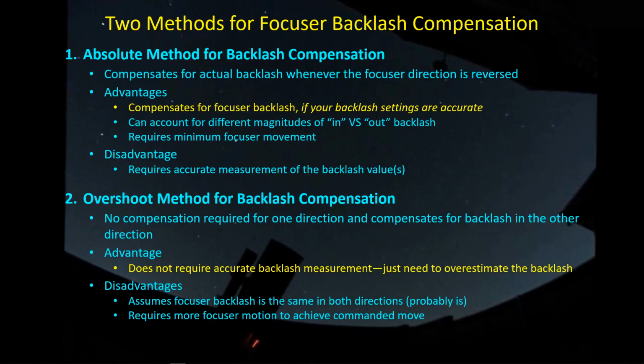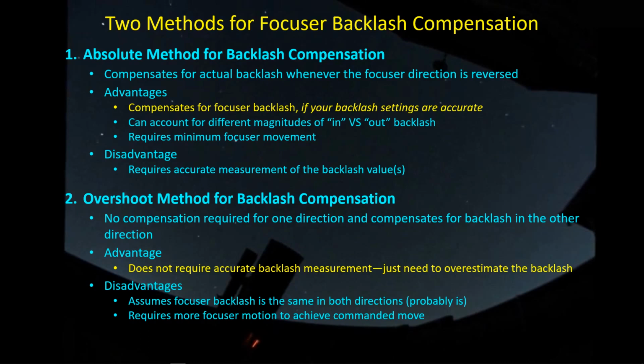The disadvantage of the overshoot method is that it makes the assumption that the backlash is the same in both directions. I don't think that's a big disadvantage. That's probably the case anyway. The other possible disadvantage, depending on your setup, is that there's going to be more motion of the focuser with this overshoot method than with the absolute method, which could cause some issues.